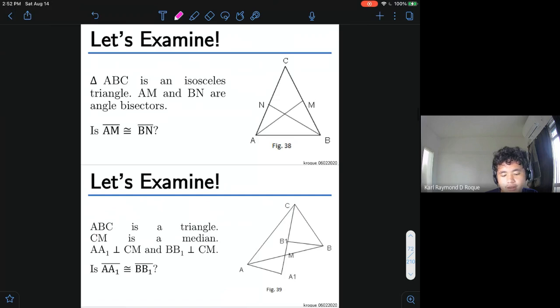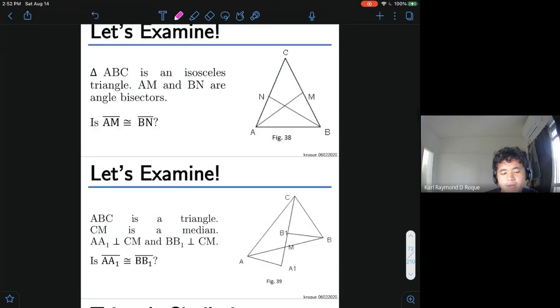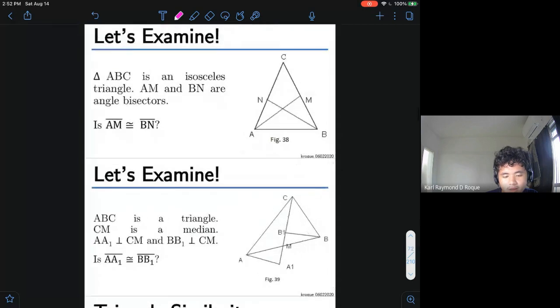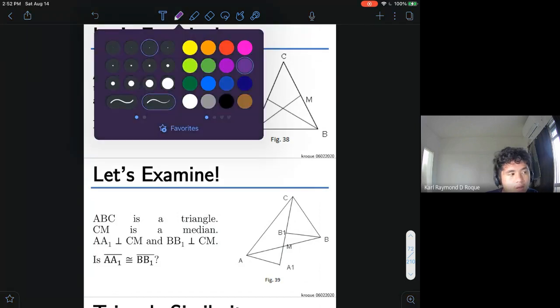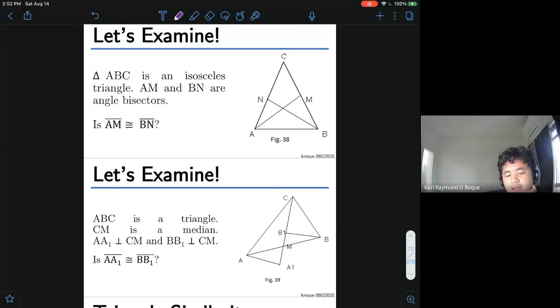Sige. Let's examine tong dalawa na to. I'll give you 2 minutes. Examine: is AM congruent to BN? Is AA1 congruent to BB1? Isosceles ABC, AM and BN are angle bisectors. Yes, no. Yun lang naman.